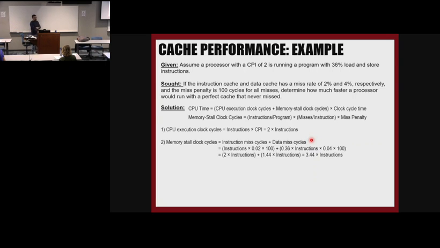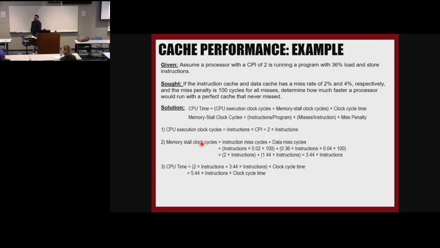Okay, so when you have 36% here, we have to add this 0.36 multiplied by instruction, because that's how many instructions we sent to the memory, multiplied by the miss rate for the data cache, which is 4% here, multiplied by the miss penalty, which is 100. Now, if we do the math here, we're going to get 3.44 instructions. Okay? So 3.44 instructions here, and we have two instructions, 2 times instruction for the CPU execution clock cycles.